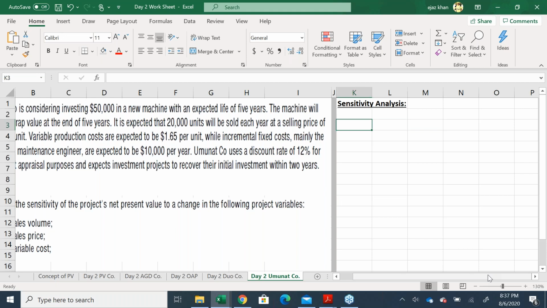I'll just write sales volume here, rates here, and the total here. So sales volume, it says that it will be 20,000. Okay, 20,000.